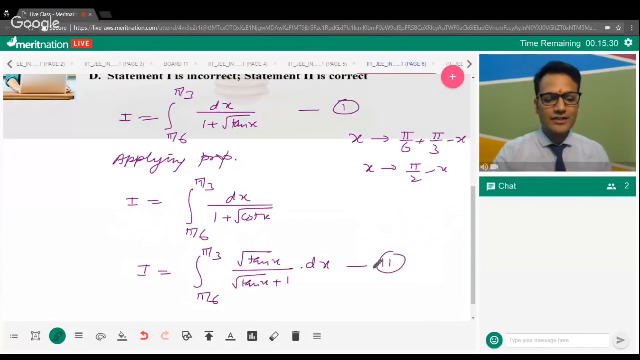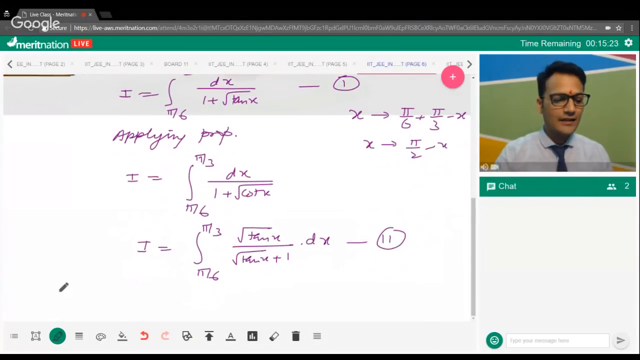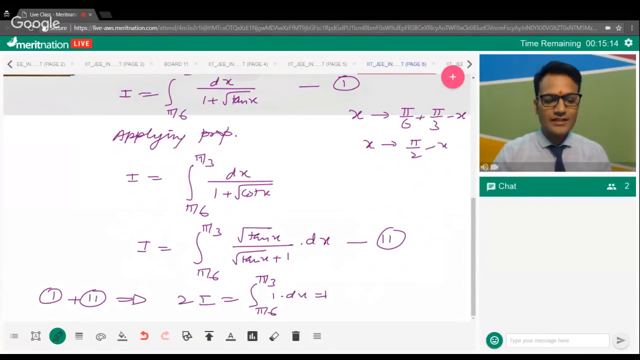And if I'm assuming this equation to be the second equation and I'm adding both of them, the numerator and the denominator will turn out to be the same. Hence, we can say from 1 and 2, what we will get is 2I is equal to integration from pi by 6 to pi by 3, 1 dx, which is nothing but, I hope everyone is absolutely clear with it, pi by 3 minus pi by 6, which is pi by 6.